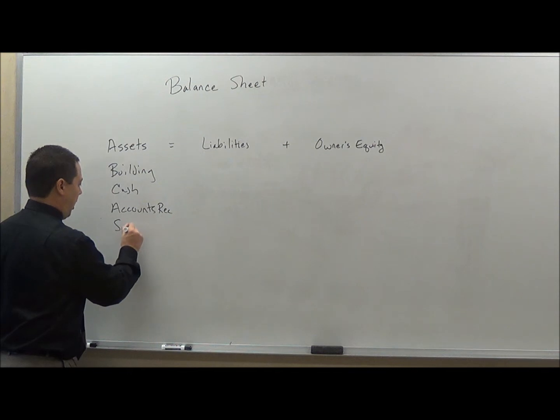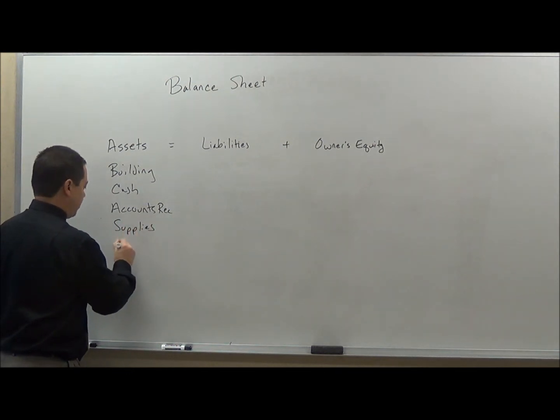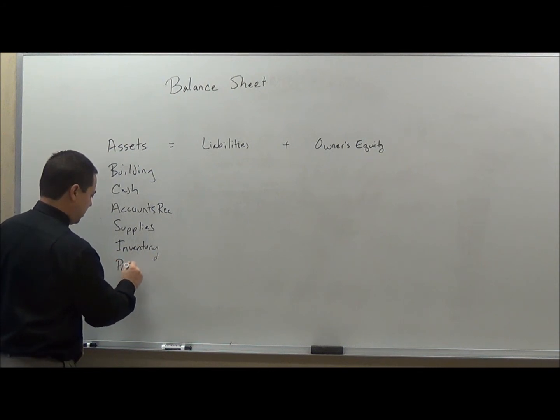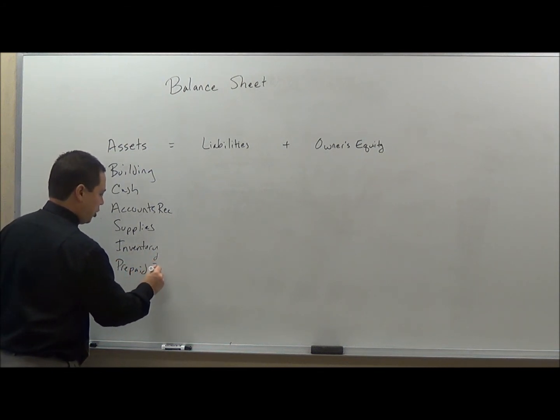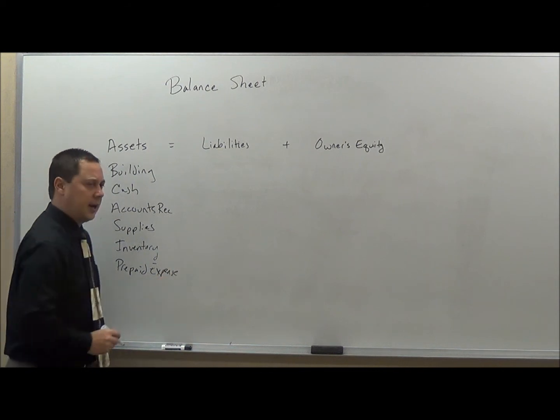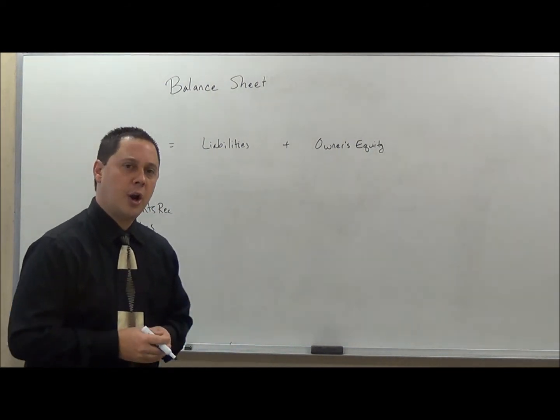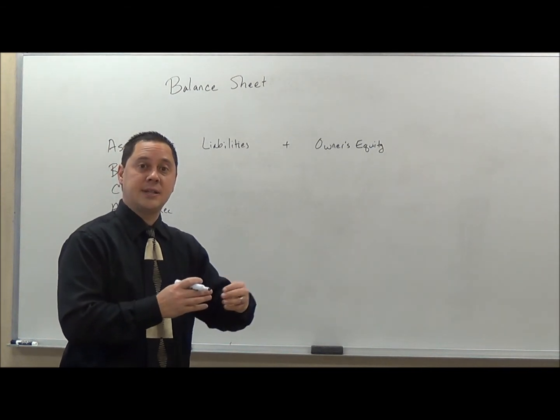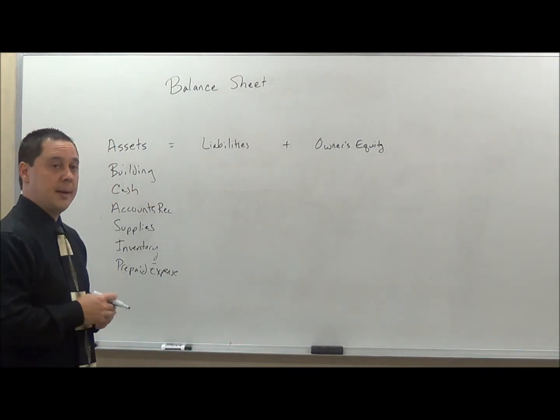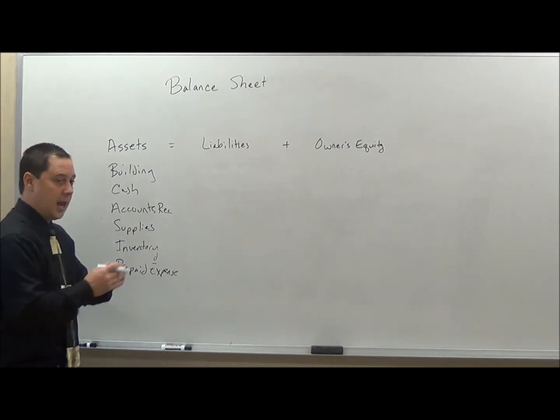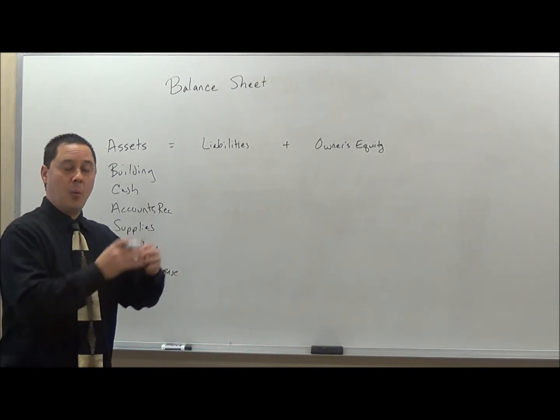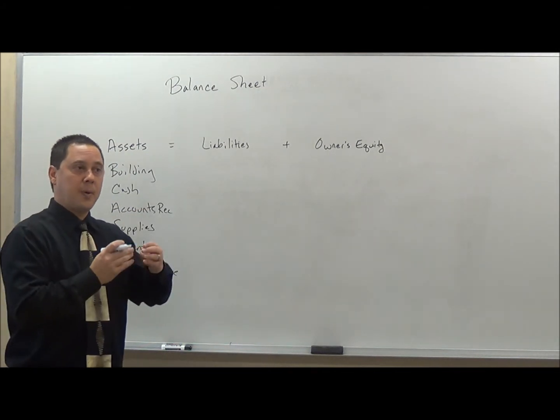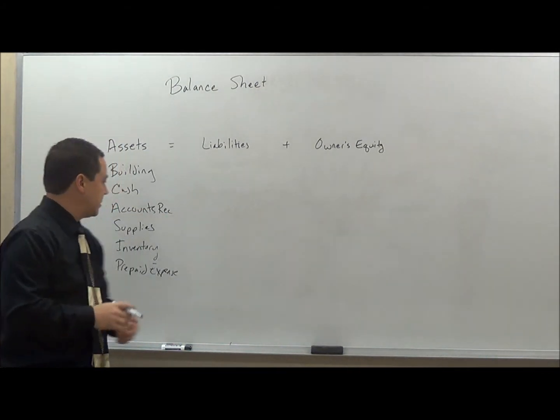We also might have supplies. We might have inventory. We also may have prepaid expenses, which are expenses that we have prepaid, kind of like your insurance on your car. Many people will pay those 6 months in advance, and so we have prepaid insurance, because what we can do is take that away and decide to purchase at another company. So we have not used up that expense.